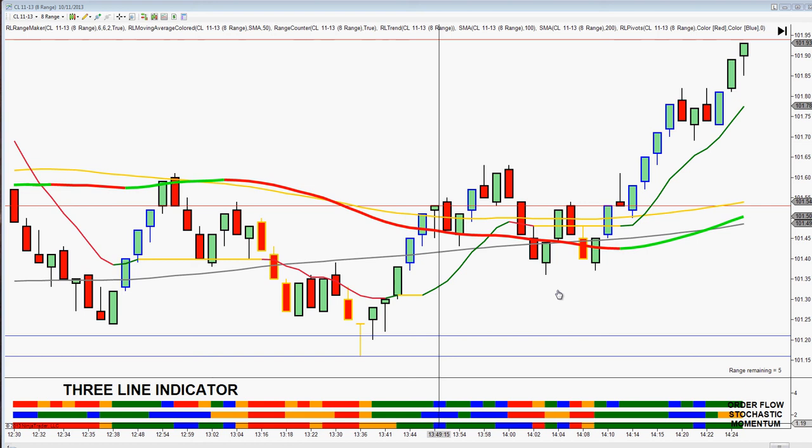When the 3-line indicator is orange, it means that order flow, stochastic, and momentum are to the downside on the longer term time frames, up on the shorter term time frames. We let the longer term time frames rule again, and we have the green light to take a short trade.